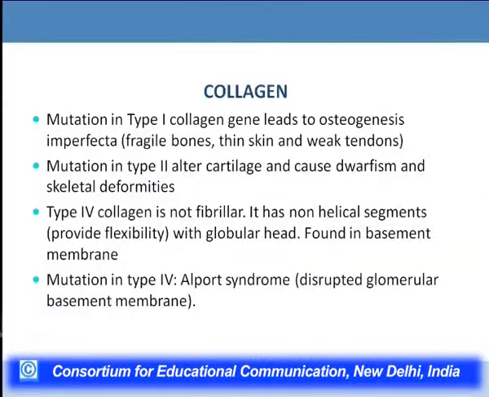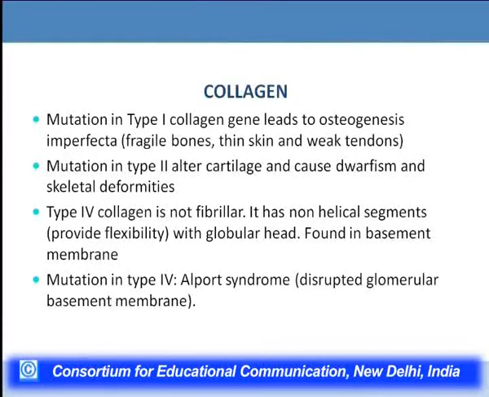In this particular disease, the individual has fragile bones, very thin skin, and very weak tendons. So, any individual who has a mutated copy of type 1 collagen will be suffering from this disease, and needless to say, it is very harmful for the individual. Whereas, if mutation occurs in type 2 collagen, then it alters the cartilage of the individual and it leads to dwarfism and skeletal deformities.